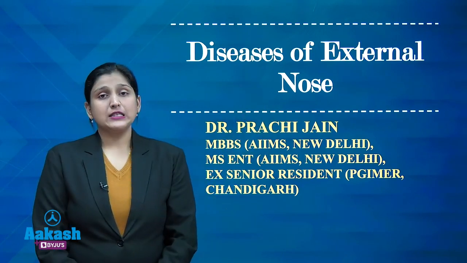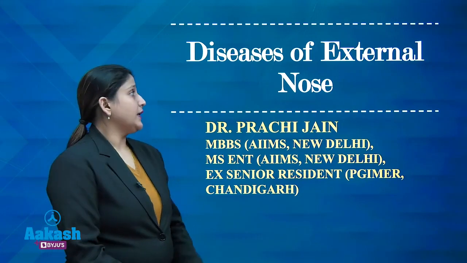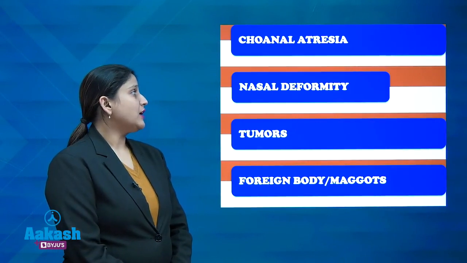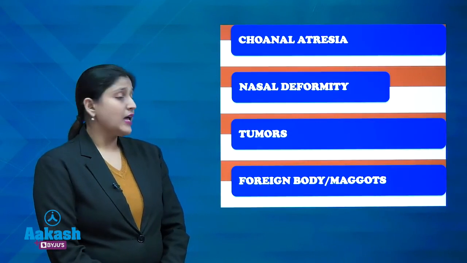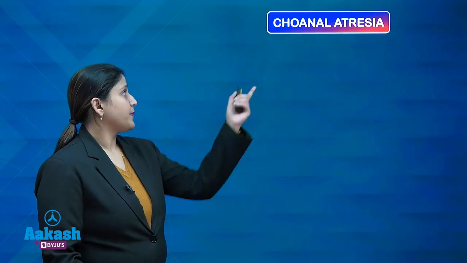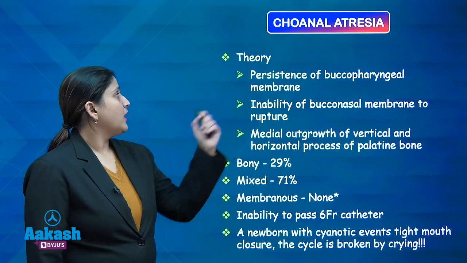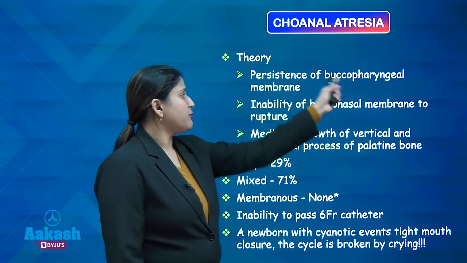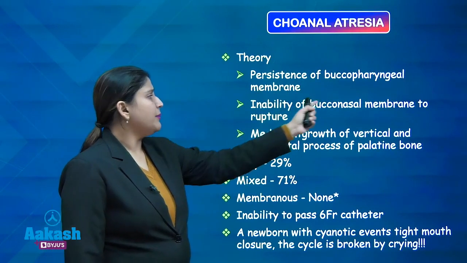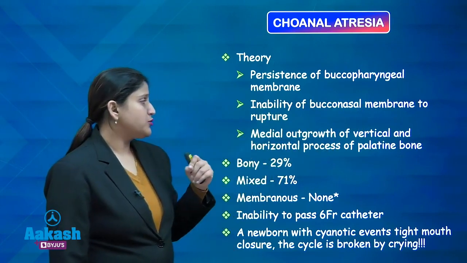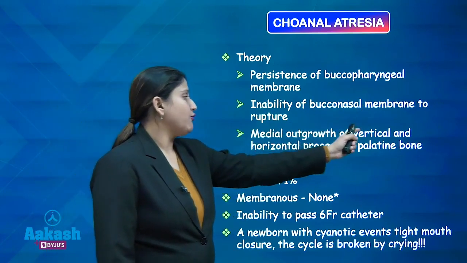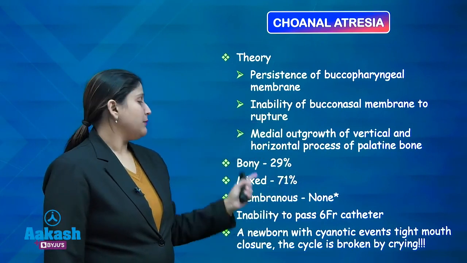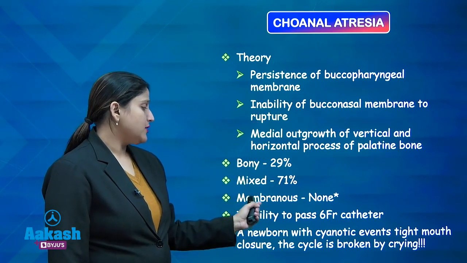Today we are going to discuss the diseases of the external nose. It has been divided into choanal atresia, nasal deformity, tumors, and foreign body and maggots. Choanal atresia. The theories behind formation of choanal atresia are persistence of the buccopharyngeal membrane, inability of the bucconasal membrane to rupture, and medial outgrowths of the vertical and horizontal processes of the palatine bone. It can be either bony, mixed or membranous.